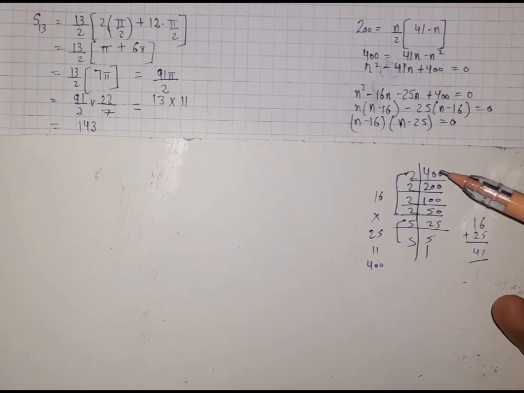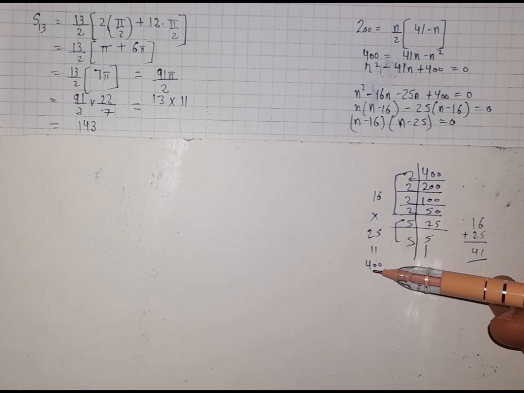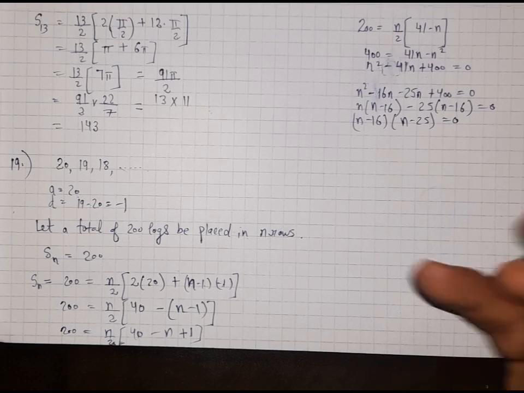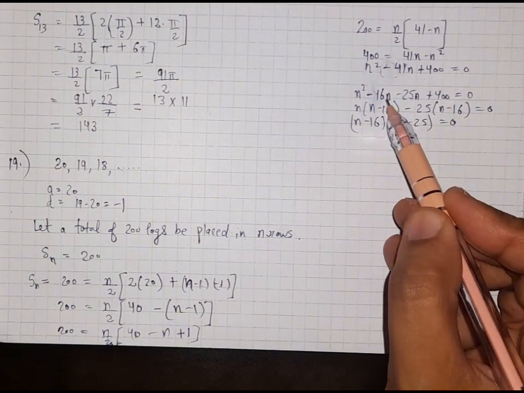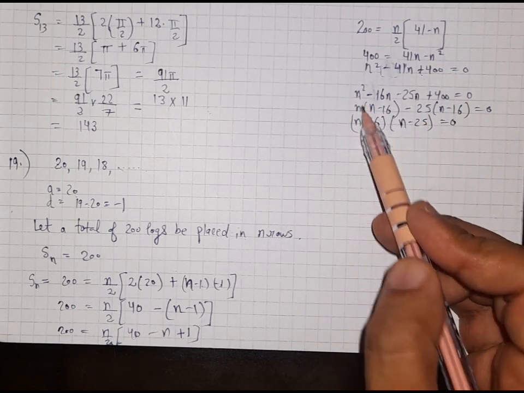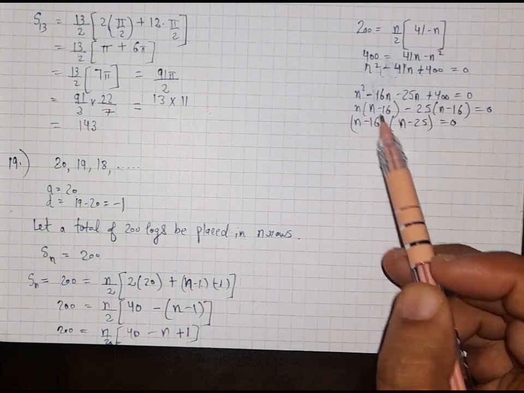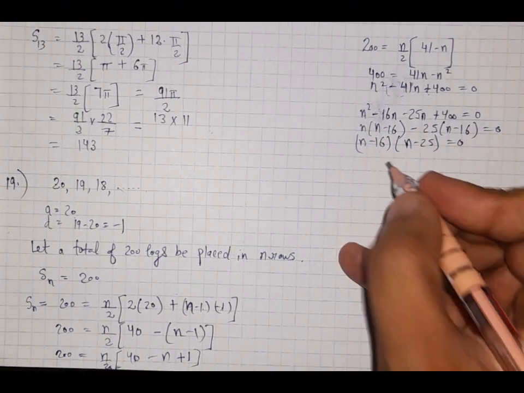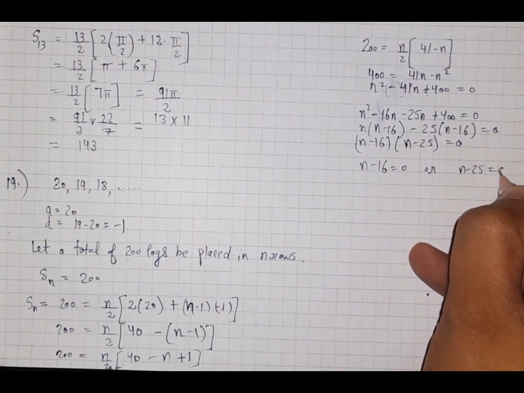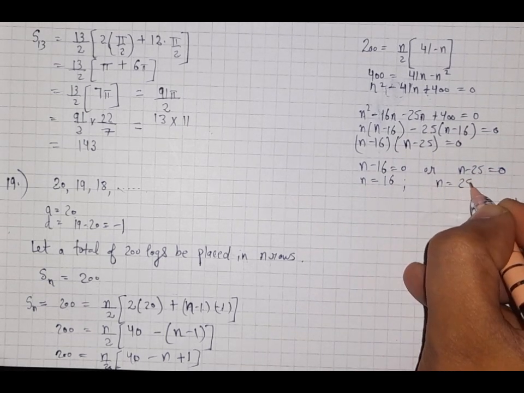Now from the prime factorization of 400, we have 16 into 25 equals 400 and 16 plus 25 equals 41. So we have n square minus 16n minus 25n plus 400 equals 0. Now from the first two we have n common, and from the last two 25 is common. Again (n minus 16) is common and (n minus 25) as it is. It implies that either n minus 16 equals 0 or n minus 25 equals 0. That is, n equals 16 or n equals 25.